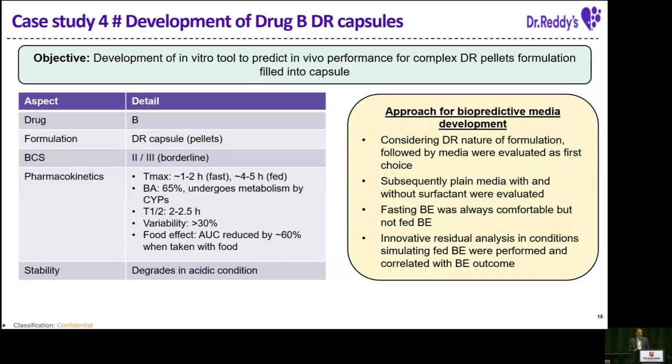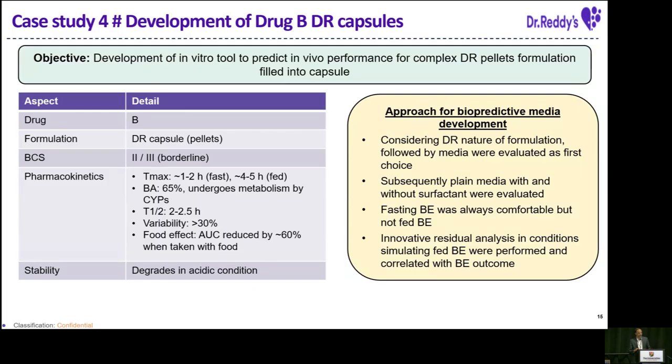Now, the last case study is about drug B formulated as DR capsules. This case study is a little bit special because none of the dissolution conditions were found to be biopredictive in this case. It happens very often in development that whatever optimization you try with respect to RPM or pH, your dissolutions may not be biopredictive. In certain cases, you will have to find alternative tools which can give an indication of the in vivo performance. That can be a kinetic solubility, or in this case, something like a residual analysis.